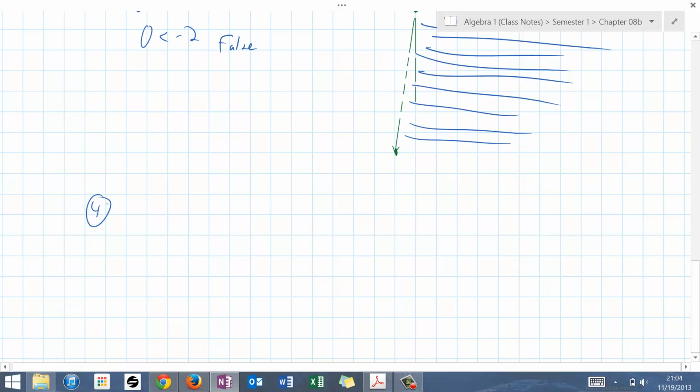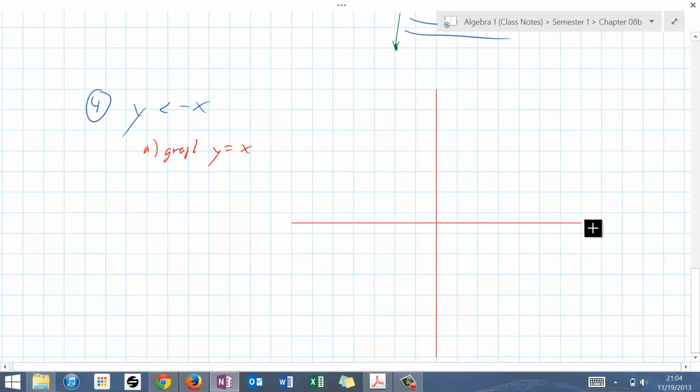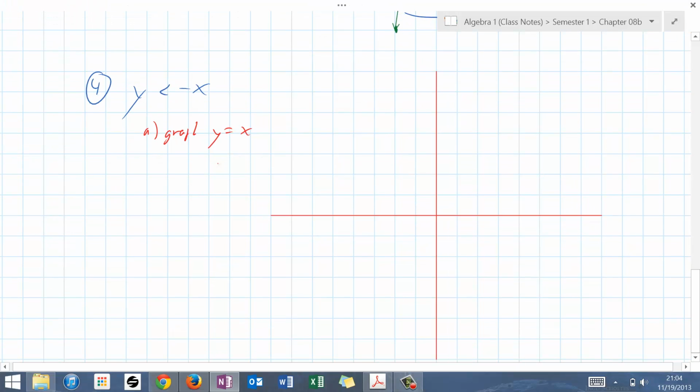Number 4. Let's do y is less than negative x. So let's go back to the ABCs of this. Step A, graph y equals x. And so if I throw that down and start to graph it, y equals x is a y-intercept of 0, because remember that's y equals x plus 0, and a slope of 1 over 1, or just 1. So before I put the graph down, let's decide, is it dotted or solid? And it's y is less than, so it's going to be a dotted one again.